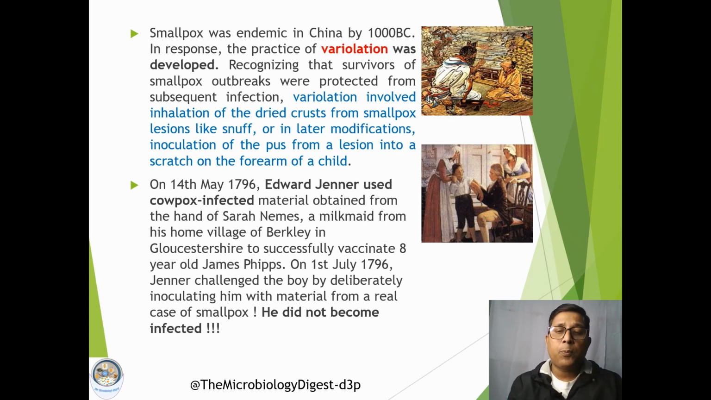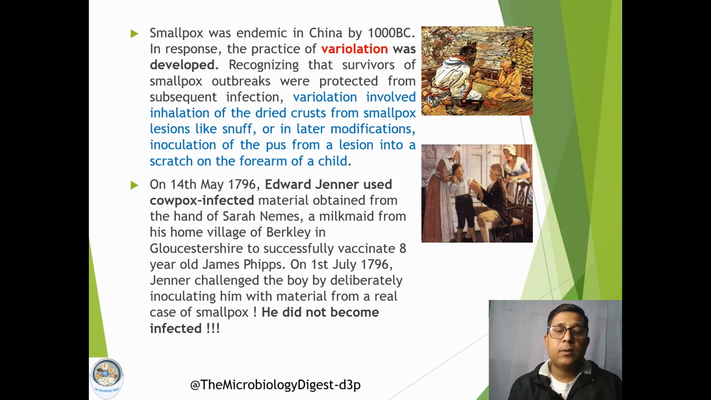Smallpox was a very deadly disease in ancient times in China, around 1000 BC. It was a very endemic disease, and the practice of variolation, which we have already discussed, was started in China.